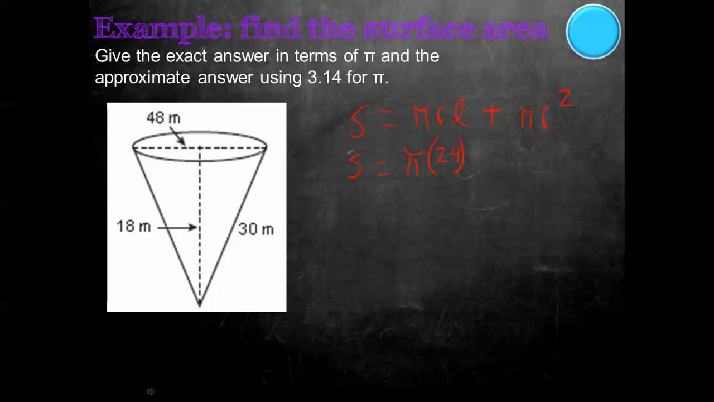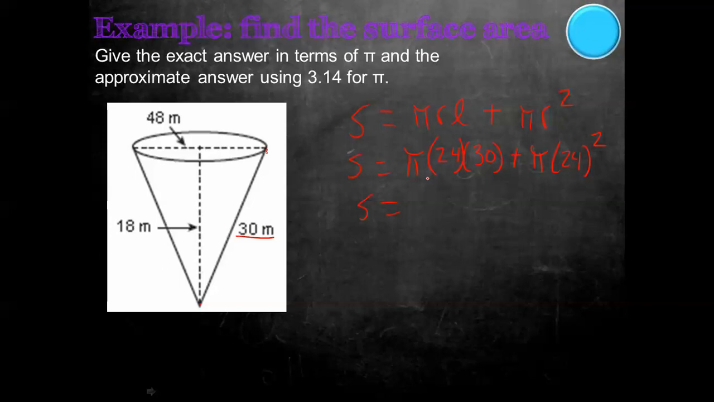Okay, L is the slant height. That's the height from the vertex to the corner. So that would be 30 meters. And then we have pi r squared. Now we already found r, that was 24, and then squared. Okay, so now we're just going to finish this out.